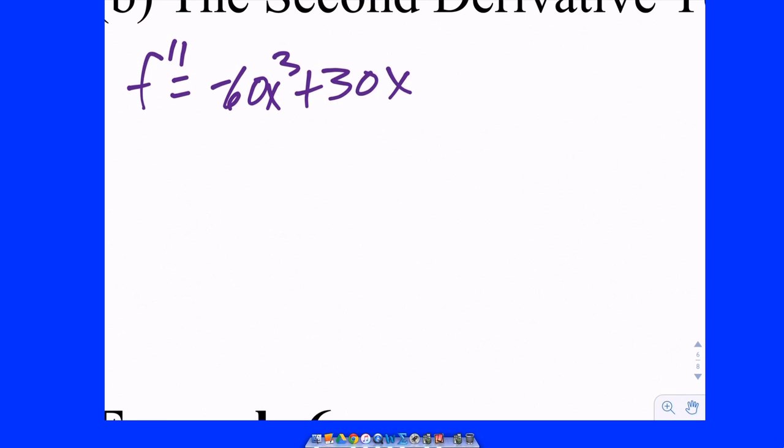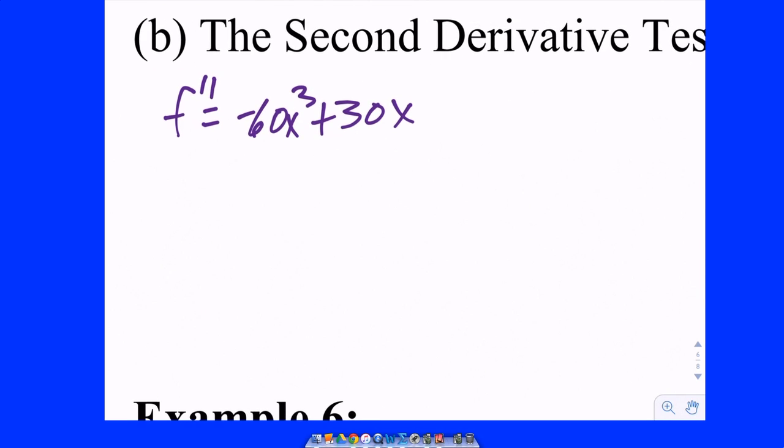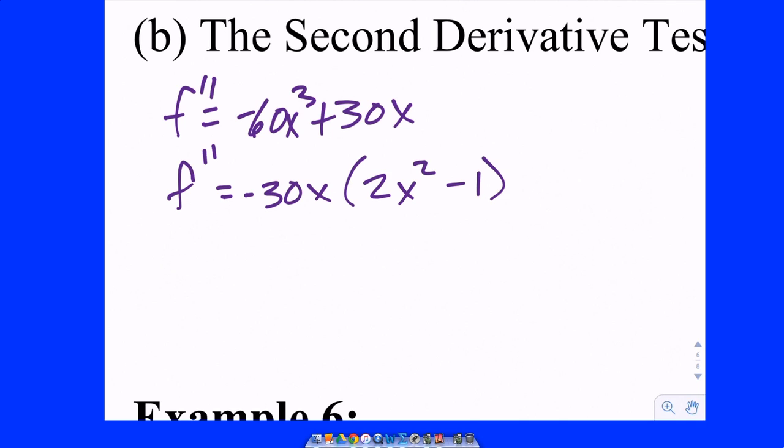And again, that's not the most useful version. Even for plugging into, I'm not interested in finding the PIVs, but I still want to factor it because I don't want to have to plug it into there. So if I factor out, let's factor out a negative 30x, I get a 2x squared minus 1. And I kind of like that version.